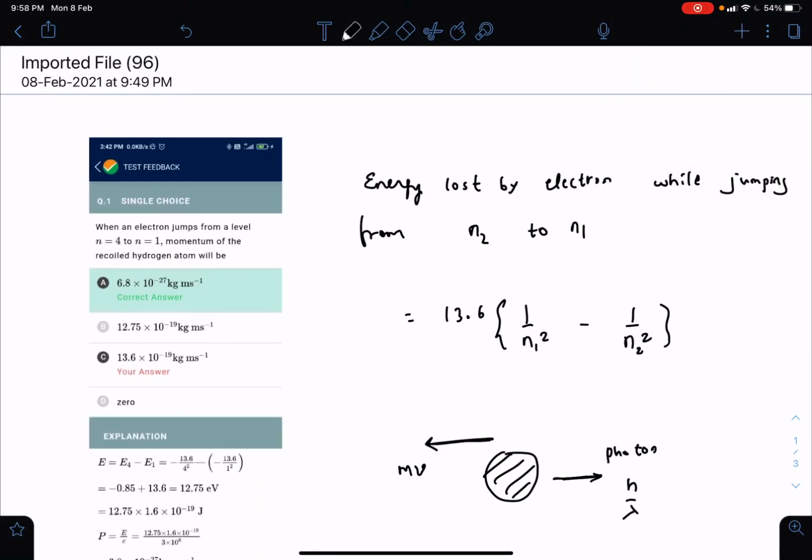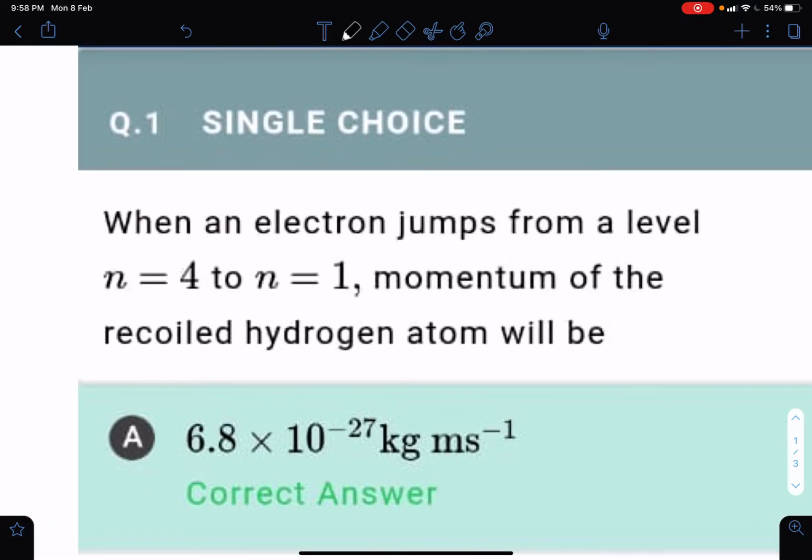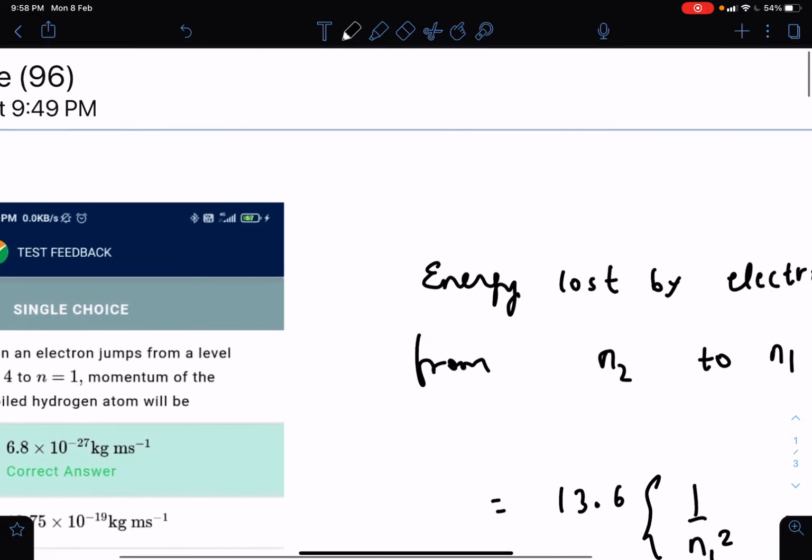Okay, this is a question from a mock test of NTA. In this question, it is given that an electron is jumping from n equal to 4 to n equal to 1 in a hydrogen atom. Then how much is the momentum of the recoiled hydrogen atom? So it's like a bomb explosion question.